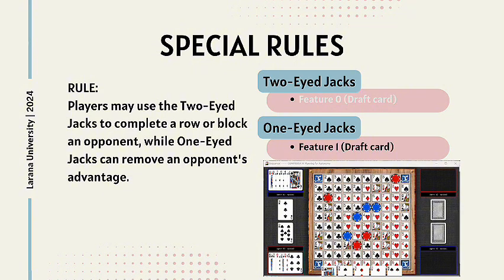We set two-eyed jacks as feature 0 and one-eyed jacks as feature 1. If our agent draws one of these cards, the value for that feature will be set to 1. As you can see in the GIF below, our agent prioritizes drafting jacks when they appear in the draft cards.